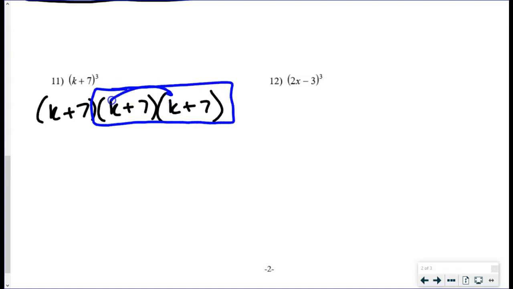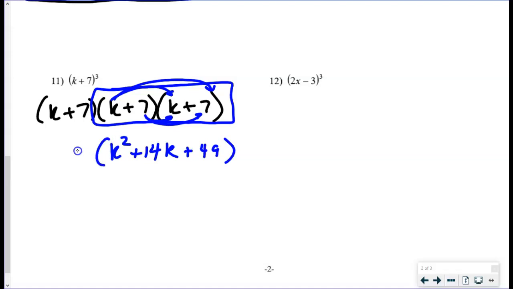So k times k would be a k squared. And then this next part, it's going to be a 7k with another 7k. So I'm going to go ahead and add those together. 14k. It's just going to be less work later on. And then 7 times 7 is a plus 49. So to use an old term, you foiled those together. Hopefully that's coming a little more naturally to you in your head. You don't have to show so much work, but if you have to show work, it's fine.